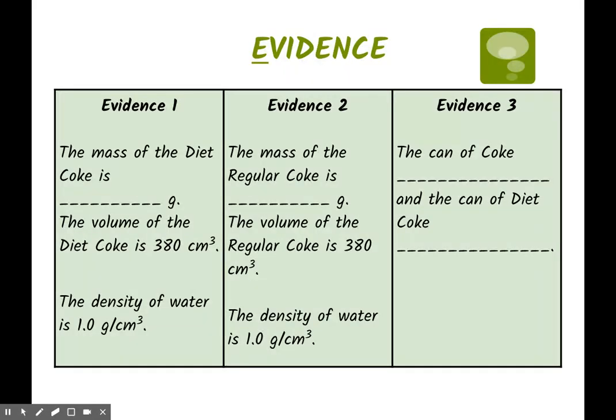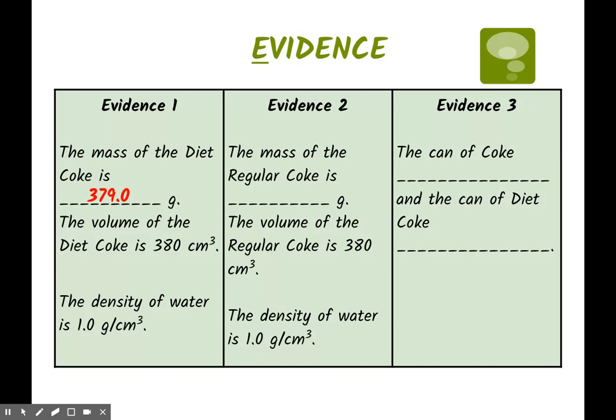And here's where we're going to fill out our evidence. So in order to test our claim or hypothesis, we need to know some things about our cans of Coke and Diet Coke. And since this is a density experiment, we need to know about their density. Density has to do with mass and volume. So that's where we're going to start, with the mass of the Diet Coke. When we put it on the balance today, it came out to 379 grams. The volume of the Diet Coke is 380 centimeters cubed. And since we're putting it in water, we need to know the density of water. And we know that that is 1 gram per centimeter cubed.